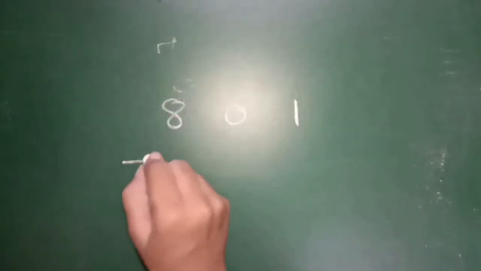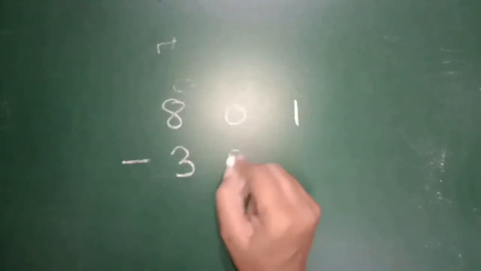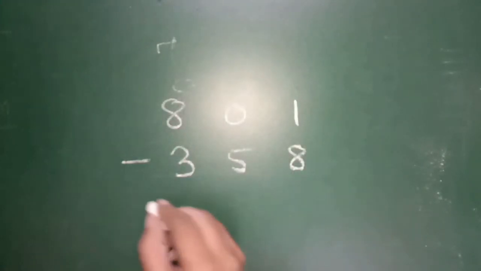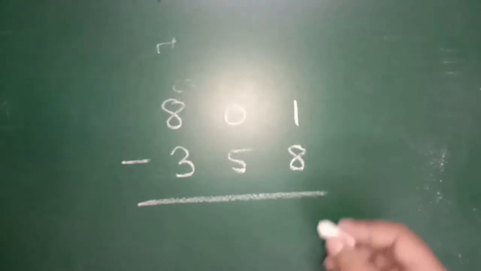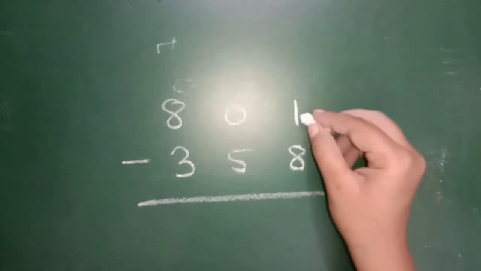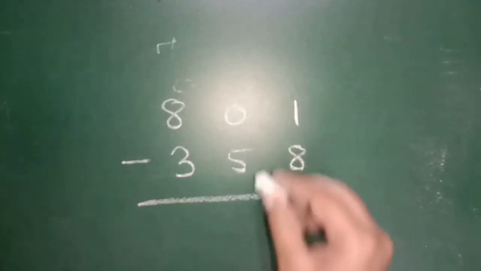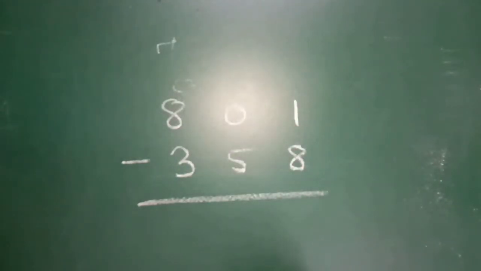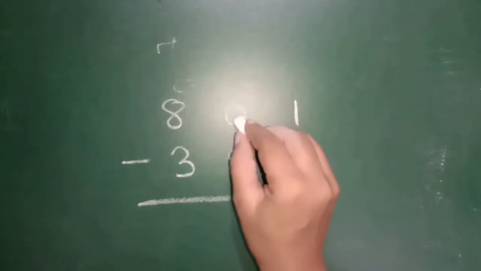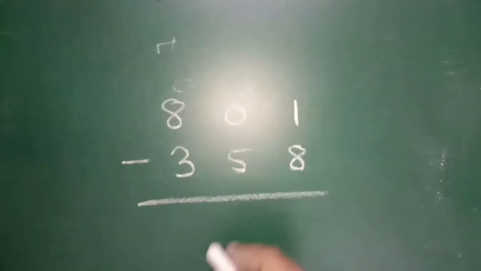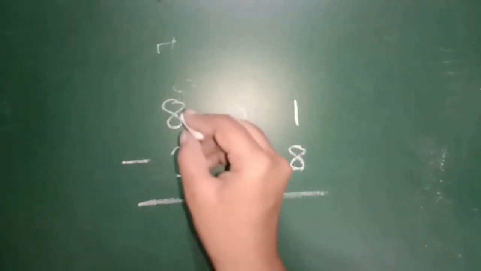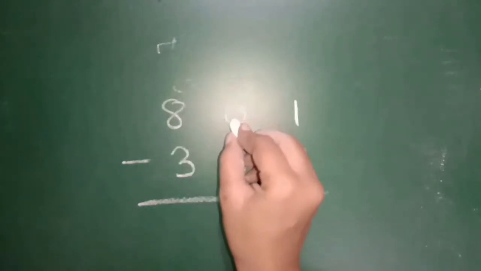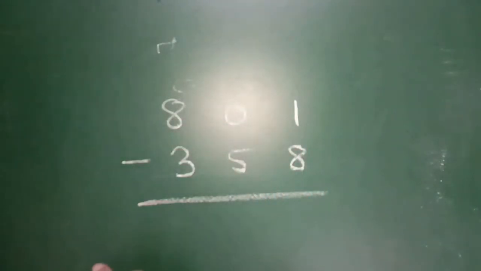801 minus 358. Student, first of all solve ones place. We cannot subtract 8 from 1, so borrow from tens place. But here 0 is here, so that we cannot borrow from 0. So move toward 100 place. Borrow 100 from 100 place.